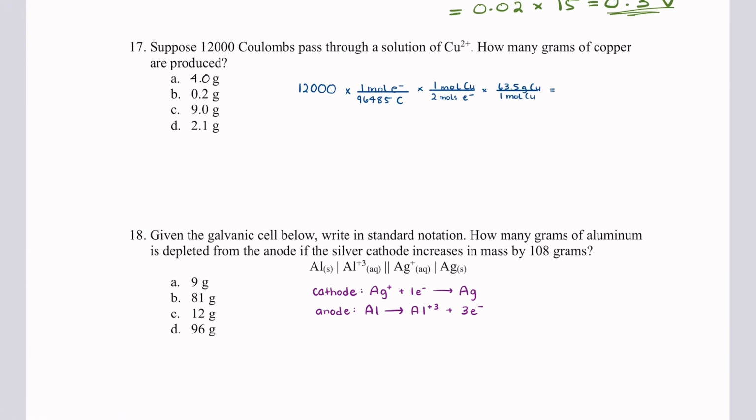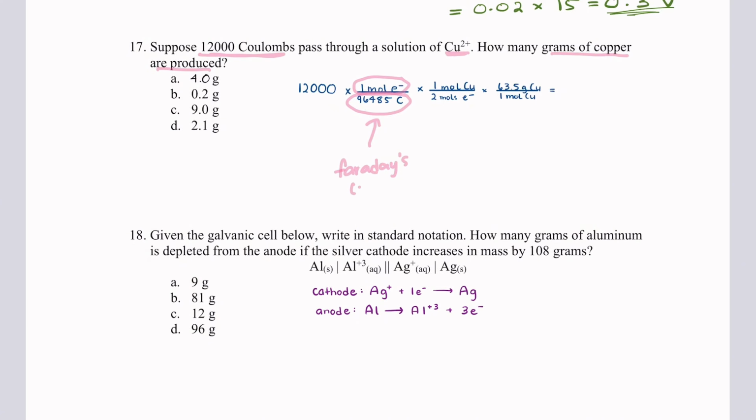Problem 17 says, suppose 12,000 coulombs pass through a solution of copper 2+. How many grams of copper are produced? To answer this, we treat this as an electroplating stoichiometry problem where electrical charge is being converted into moles of electrons and then into moles of metal deposited. We're going to begin by remembering that 1 mole of electrons corresponds to 96,485 coulombs. This value is called Faraday's constant.